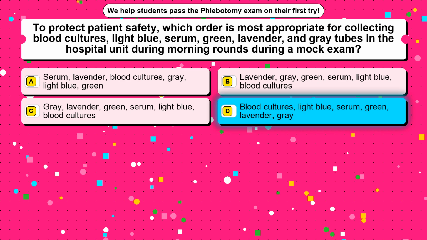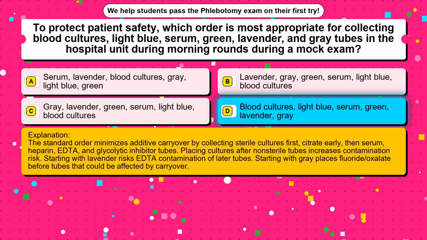The correct answer is option D. Blood cultures, light blue, serum, green, lavender, gray. The standard order minimizes additive carryover by collecting sterile cultures first, citrate early, then serum, heparin, EDTA, and glycolytic inhibitor tubes. Placing cultures after non-sterile tubes increases contamination risk. Starting with lavender risks EDTA contamination of later tubes. Starting with gray places fluoride/oxalate before tubes that could be affected by carryover.